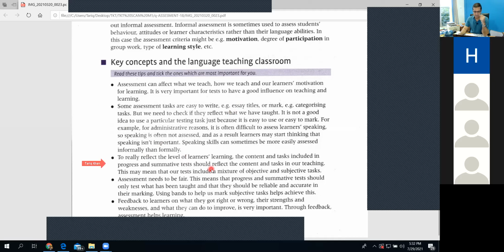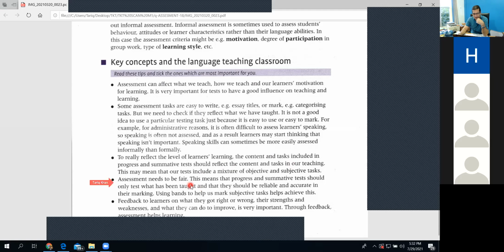So this is what they're talking about over here. To really reflect the level of learners' learning, the content and tasks included in progress and summative tests should reflect the content and tasks in our teaching. This may mean that our test includes a mixture of objective and subjective tasks, and it is there. Like when we make the paper, it is not all objective, or it's not all subjective. There are writing activities also, but there are gap filling activities also. So it is a mixture of that.